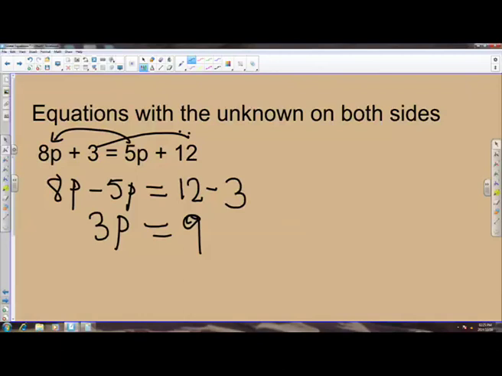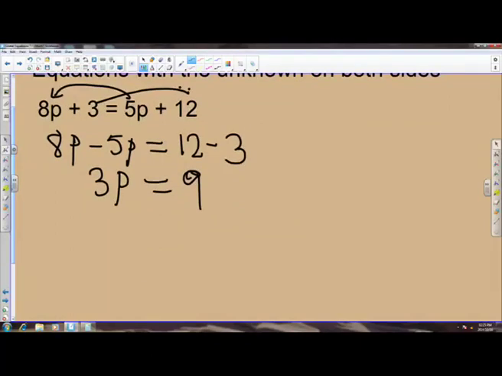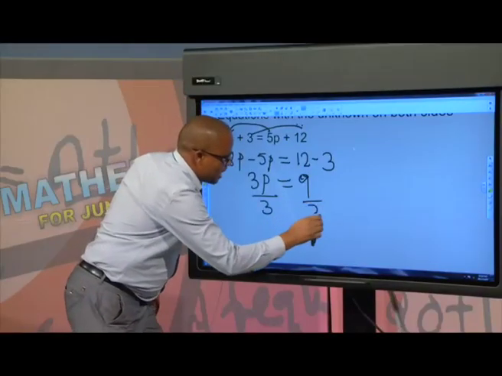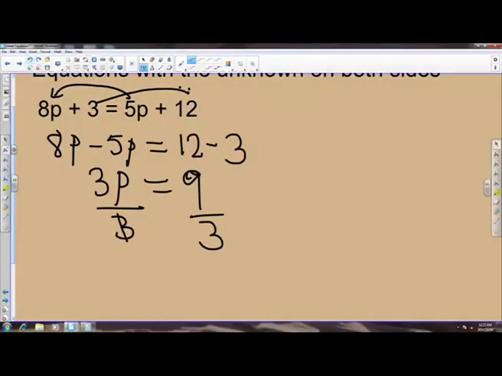Now remember, we are solving for the variable p. Now, just like in the first example, we are going to divide both sides by 3 so that the variable p remains on one side of the equal sign. We are dividing both sides by 3. So 3 here once, 3 here once, and then 3 here once. So p is equal to 3. So our p is 3.